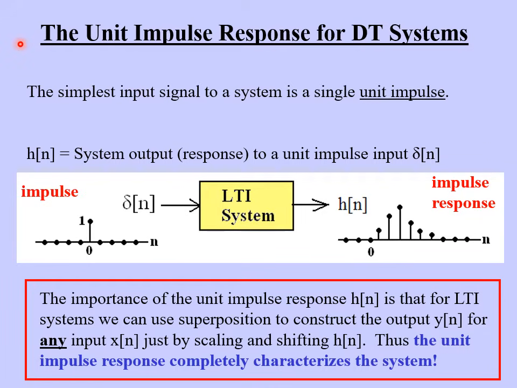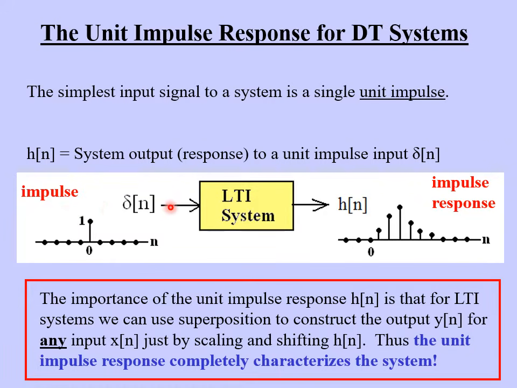One of the key concepts of this chapter is the idea of the impulse response of a system. Remember that the simplest input signal to a system is a single unit impulse, and that's shown right here. In discrete time, which is what we're dealing with in this part of the video, an impulse is just a single value of 1 that sits at n equal to 0. This impulse or delta function is designated by the delta symbol here. So this is delta of n, which is an impulse.